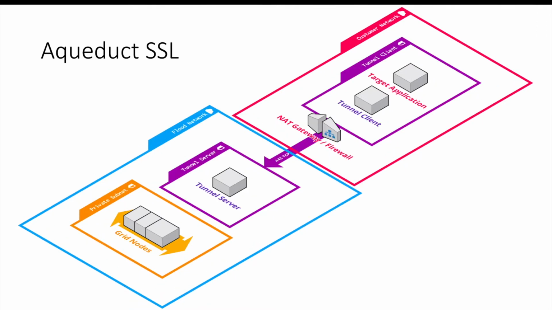Aqueduct SSL, on the other hand, is a simple proprietary binary developed by Tricentis Flood that customers can run from their own local machine. This makes it easy for customers to spin up their own self-serviced, SSL-based tunnels to flood grids, allowing only HTTP and HTTPS traffic to be generated.